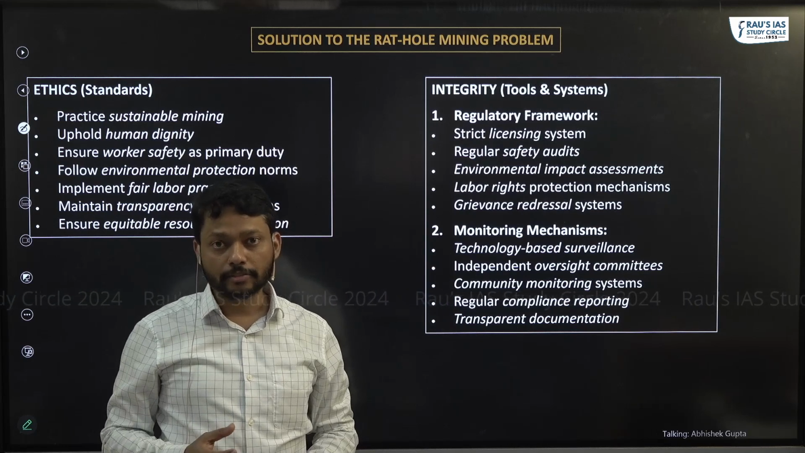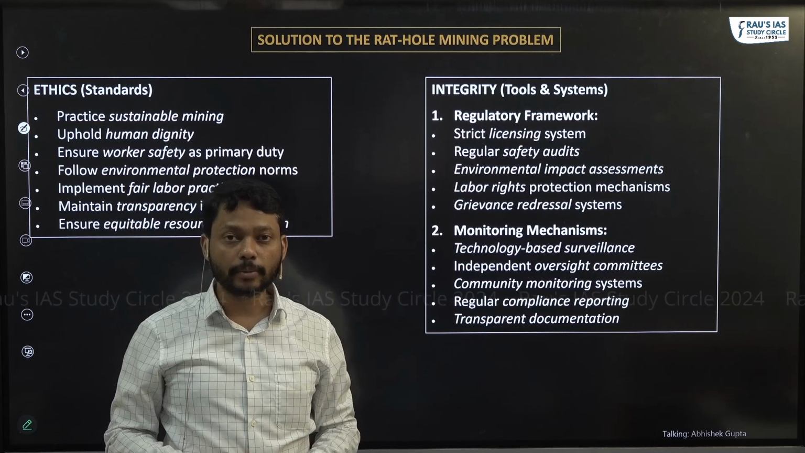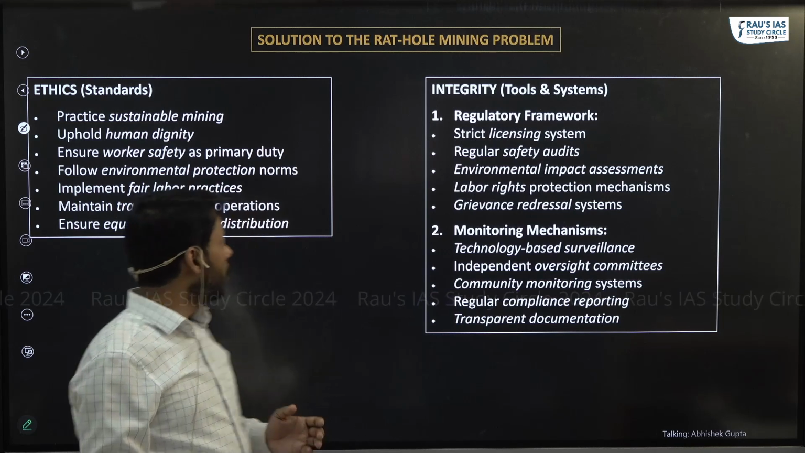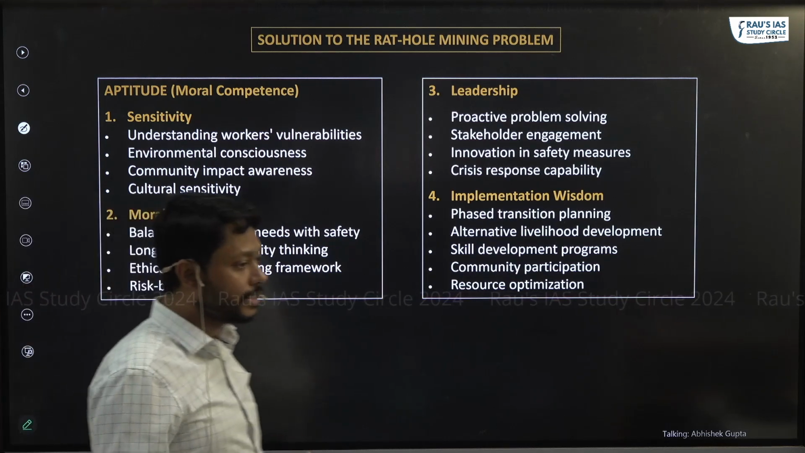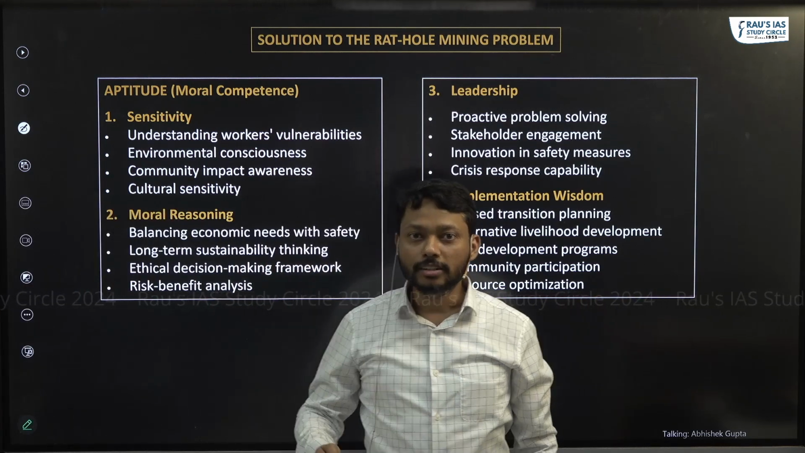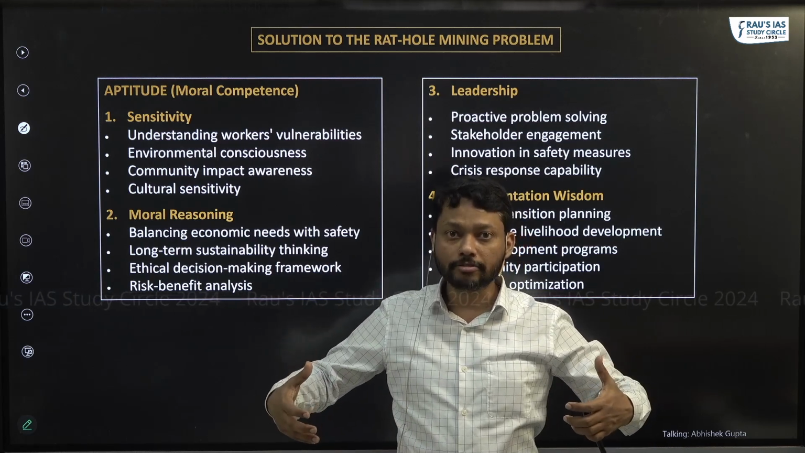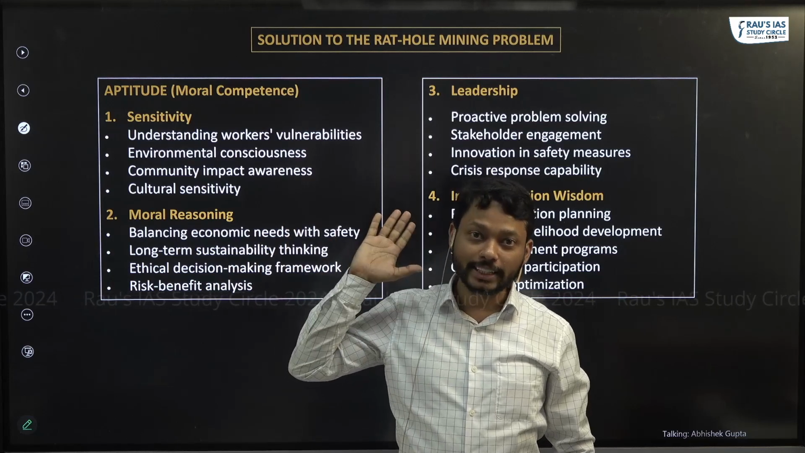Now, the third element, which is quintessential, ethics and integrity are basically nurtured by aptitude. They are protected, they are groomed, and aptitude is the last piece of the puzzle in any law implementation or any policy formulation. Aptitude involves many things, like moral sensitivity. That's also an aptitude. The more sensitive you become, the more emotional inculcation you will have, the more motivation you will have for the implementation, and integrity will improve.